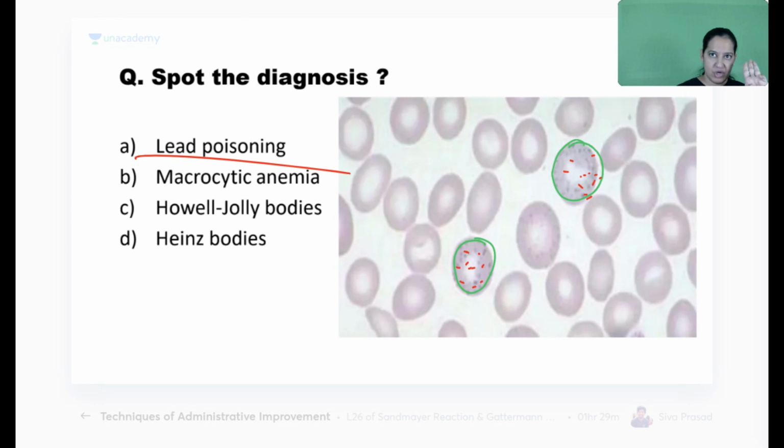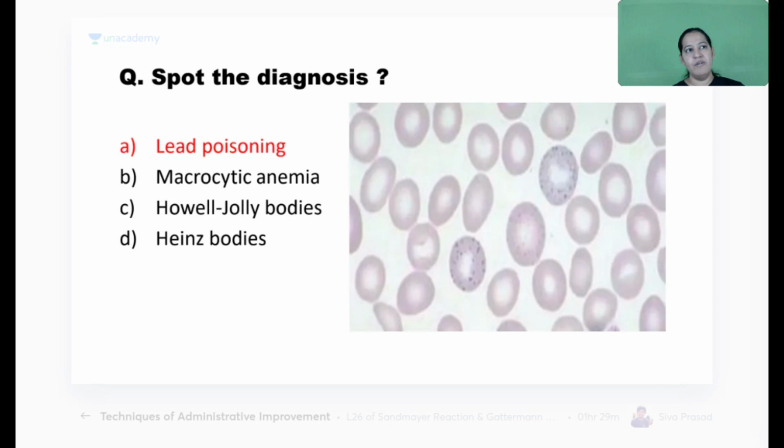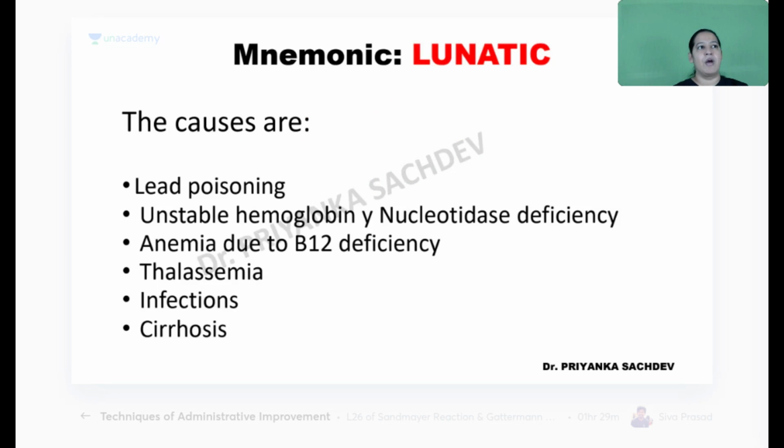So I have 3 questions for you. What is basophilic stippling? Why does it happen? And what are the other conditions, apart from lead poisoning, in which basophilic stippling is seen? Who will tell me? It is lead poisoning because basophilic stippling is there. This is typically basophilic stippling of the RBCs.